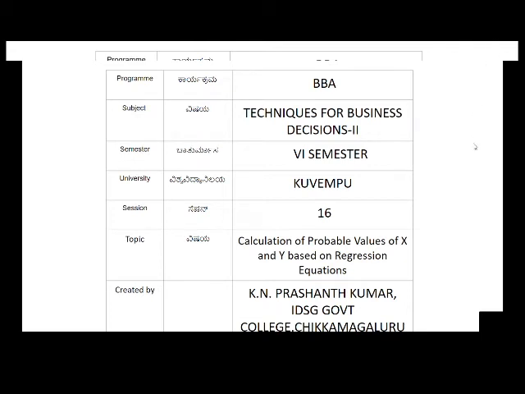This is Techniques for Business Decisions 2, 6th semester for Kuvempu University, session number 16. In this session, we will discuss the topic: calculation of probable values of x and y based on regression equations. That means the x on y equation and the y on x equation.